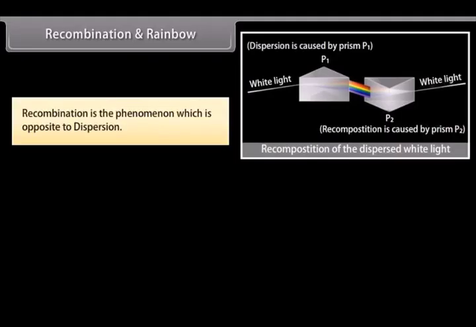Recombination and rainbow. Recombination. Isaac Newton observed that if he keeps 2 glass prisms parallel to each other such that one is inverted with respect to the other, then white light entering one prism gets split into 7 colors, which when falling on the other prism, recombine to give white light again. This is termed as recombination.